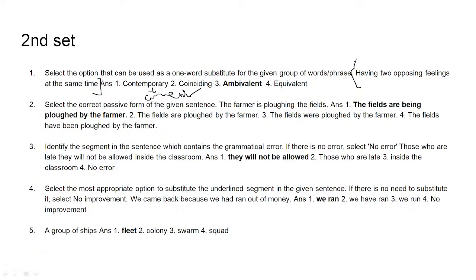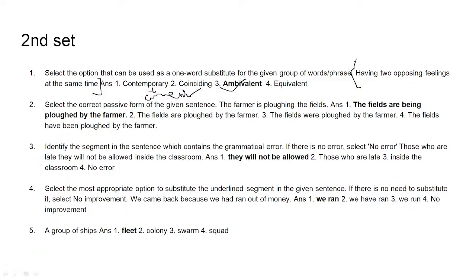Okay, number two option is what? Coinciding. Coinciding means जो एक साथ हो रहा है दोनों, and without any reason, actually coincidence, दोनों incident मिल गए without any reason. Number three is what? Ambivalent. Ambivalent means to feel opposite feelings at the same time. That will be our correct answer, okay, for this question.